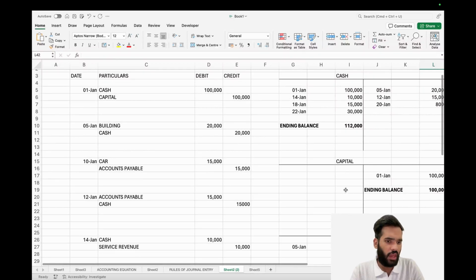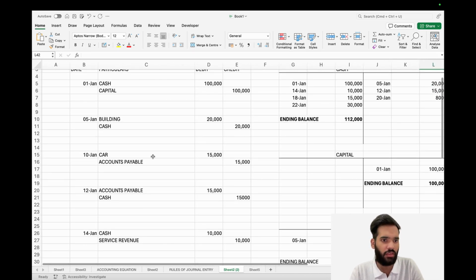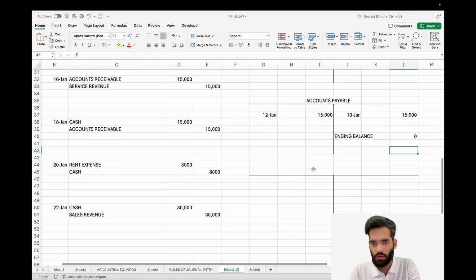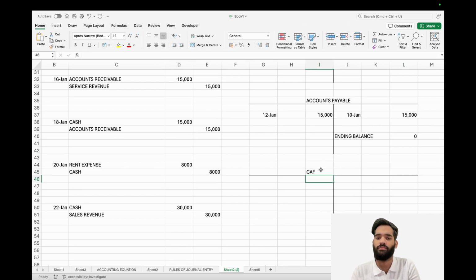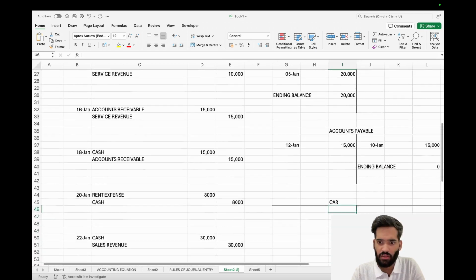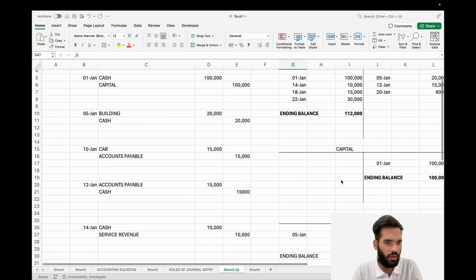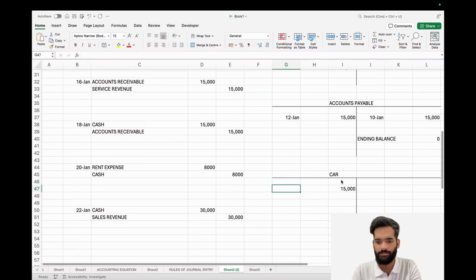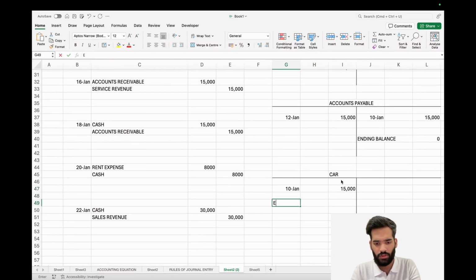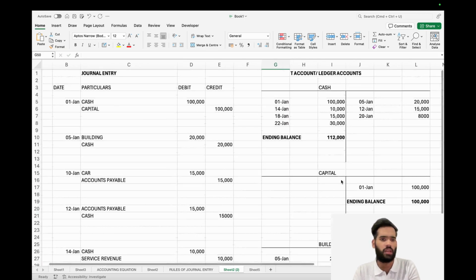After accounts payable, we have service revenue account, I guess. Oh, I think we did not do the car account. Oh, sorry, let's do the car account. Okay, my mistake. There we go. So for car, it's just 15,000 debit, and I guess that's all. So 15,000 on the debit side, and it was which date? 10th of January. So very simple. We just keep going with the same approach, and you should not have any problems with these T accounts.